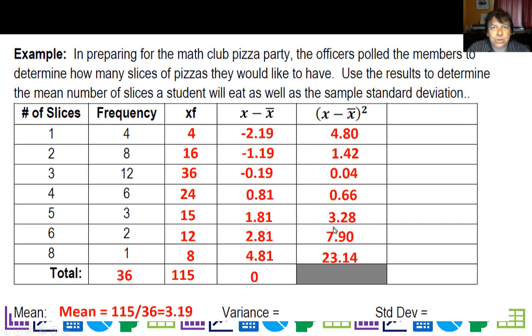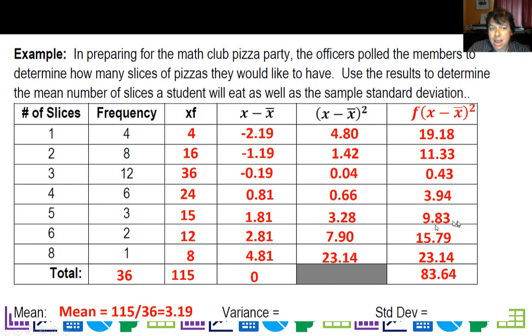I'm going to square all these numbers, just like we did in the last lesson. But do I just add all these numbers up? No, because I actually have four of these, 4 4.80s, and I have 8 1.42s and 12 0.04s. Now I could write down 4.80 plus 4.80 plus 4.80 plus 4.80, and then start going plus 1.42 plus 1.42 plus 1, you see the whole thing. Or I could take the same approach I did for this column and just multiply it by the frequency. So here is what I get when I take the deviation squared times the frequency.